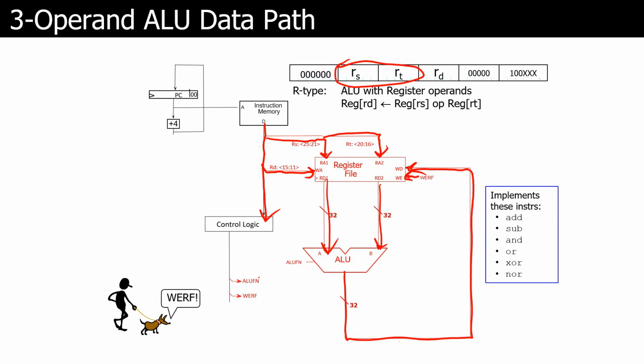So we can see that in order to do this stuff, we have to have our ALU function that actually tells the ALU what we want to do, and this is specified by the opcode and the function code in our instruction. And then we have our write enable register file, which tells us if we're going to write or not. And this lets us do the basic ALU instructions: add, subtract, and, or, XOR, and NOR.